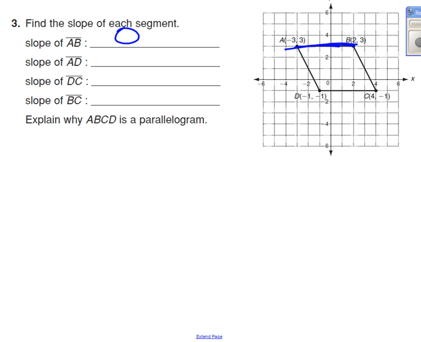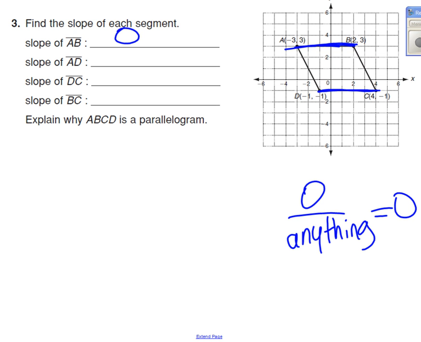I thought it was like rise over run though. Okay. How much does it rise? 0. What's 0 over anything? 0. 0 divided by anything is 0. Okay? So DC is also slope of 0. Because, yeah. They're parallel. Okay.